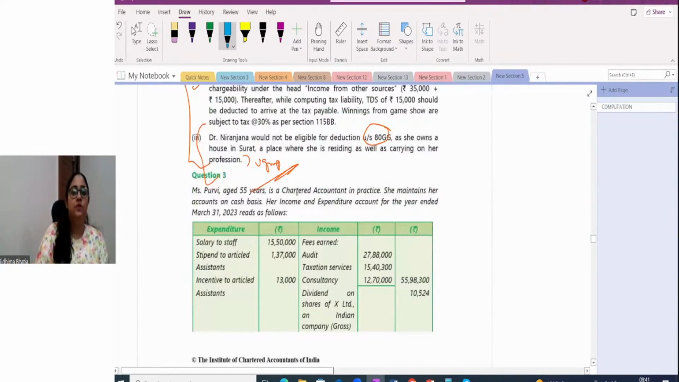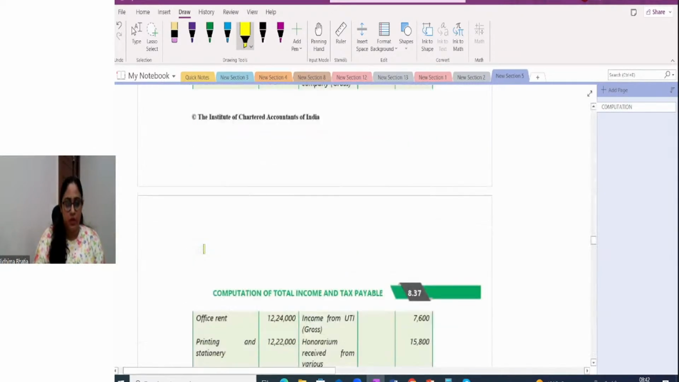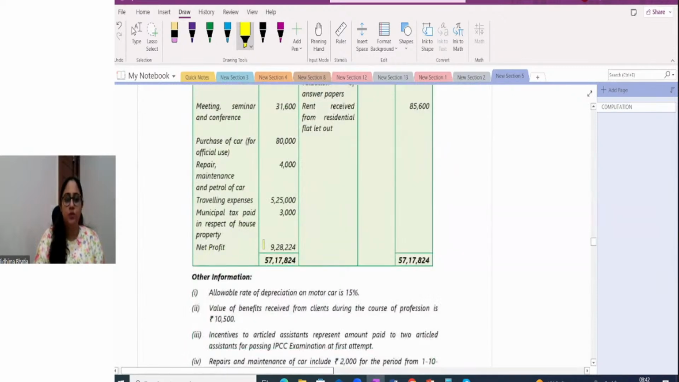So Purvi, age 55 years, is a chartered accountant. In practice, she maintains her accounts on cash basis. Okay. Her income and expenditure account for the year ended March 2023 is given as below. Okay. Income and expenditure, P&L is one and the same thing.